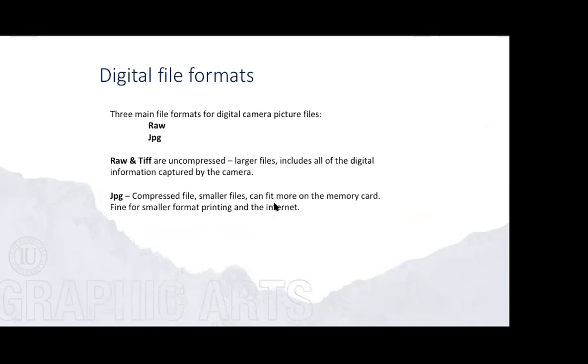Okay, so now we have digital file formats. There's different kinds of formats, just like in design, that we have to deal with. So 3 main file formats for digital camera pictures are RAW, TIFF, and JPEG. RAW and TIFF are uncompressed, larger files that include all the digital information captured by the camera. And a JPEG is basically a compressed file. So they have smaller files and it can fit more on the memory card. So fine for smaller format printing and the internet.